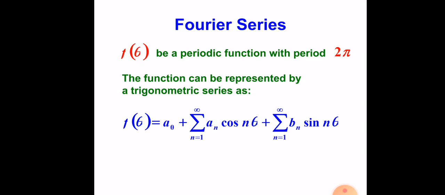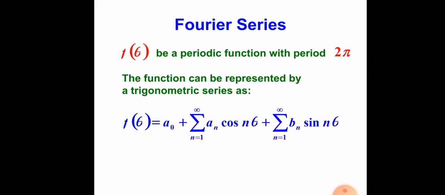So in Fourier series, a periodic function f of theta, which has a period of 2 pi, is represented by the trigonometric formula. As I have told earlier, it is a combination of sines and cosines, a representation as a sum of sines and cosines. So you can represent it as f of theta is equal to a0 plus sum over n is equal to 1 to infinity an cos n theta plus sum over n is equal to 1 to infinity bn sin n theta.